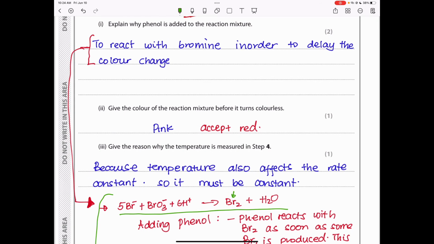They say give the color of the reaction mixture before it turns red. Of course, it's going to be pink. They also accept red, but it's going to be pink.